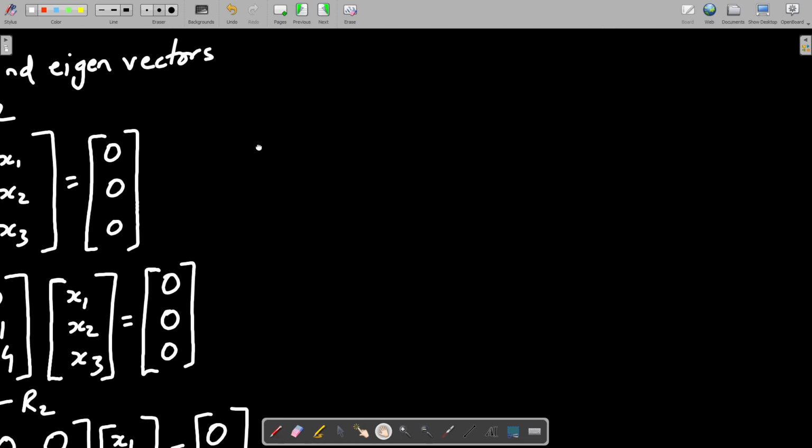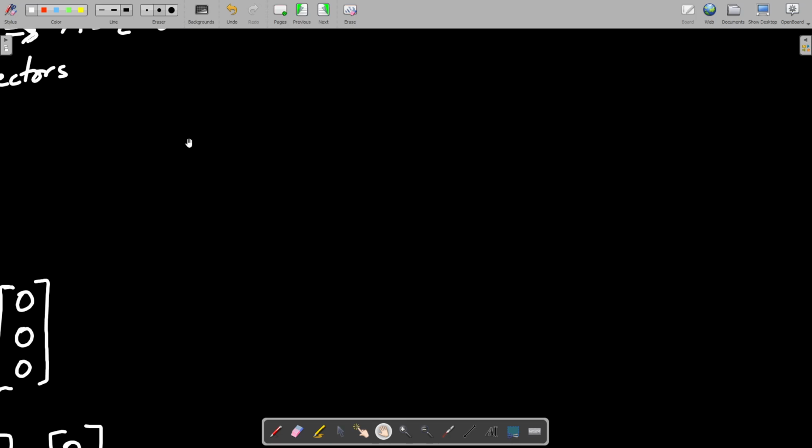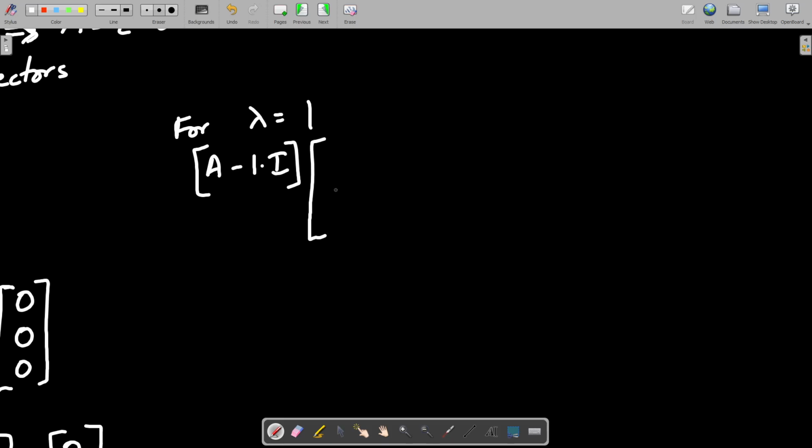Okay, so let us find the eigenvectors for the next eigenvalue, lambda equal to 1. So A minus 1 times I, this matrix, multiplied by x1, x2, x3.